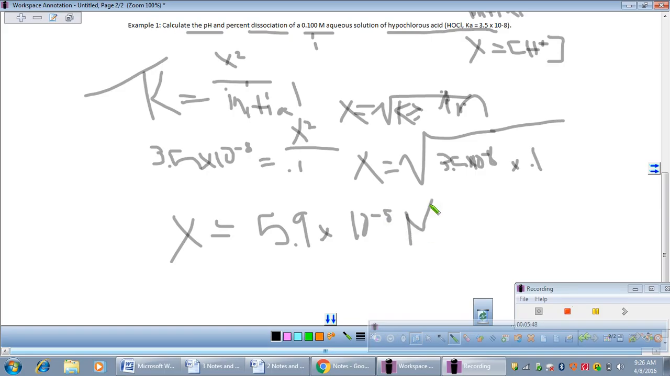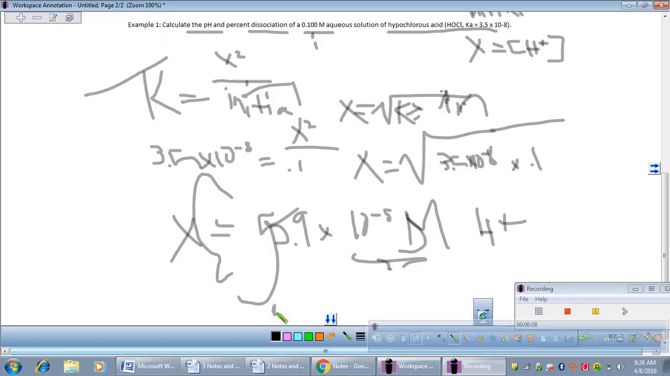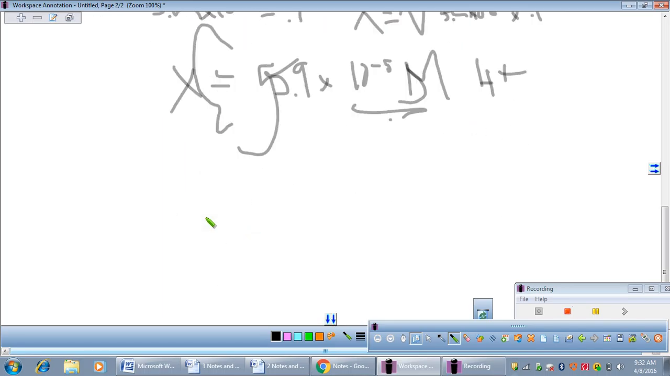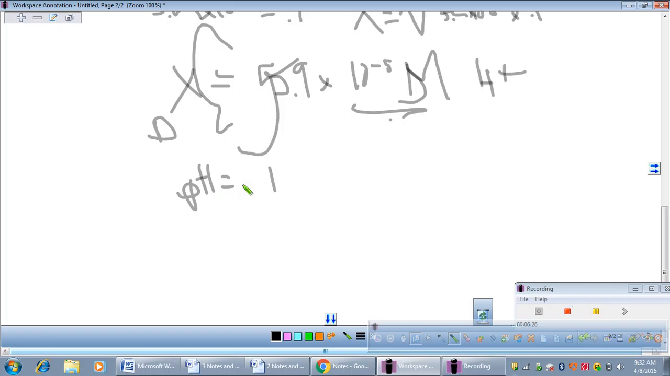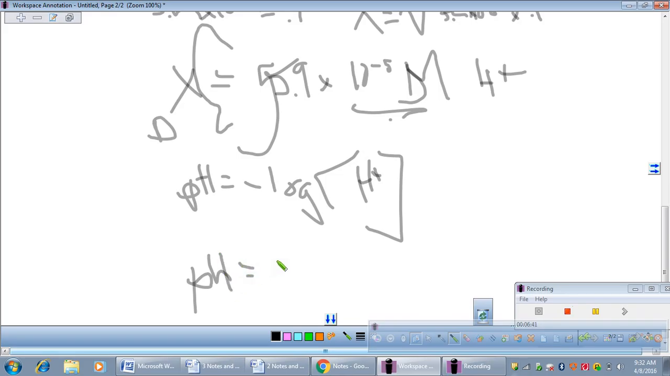That is a molarity, and it's the molarity of what? Oh, H plus, because it's X. So, if I want pH, and I have the concentration of H plus, we can find our pH. pH is equal to the negative log of H plus, which is our 5.9 times 10 to the negative 5th. Trust me on that. All right, plug it into your calculator, and the pH that it spits out is 4.22.